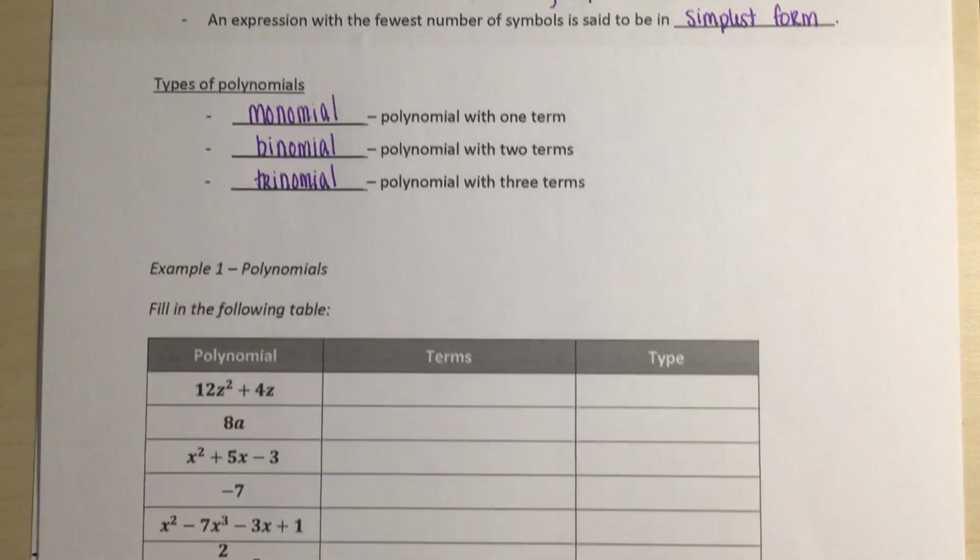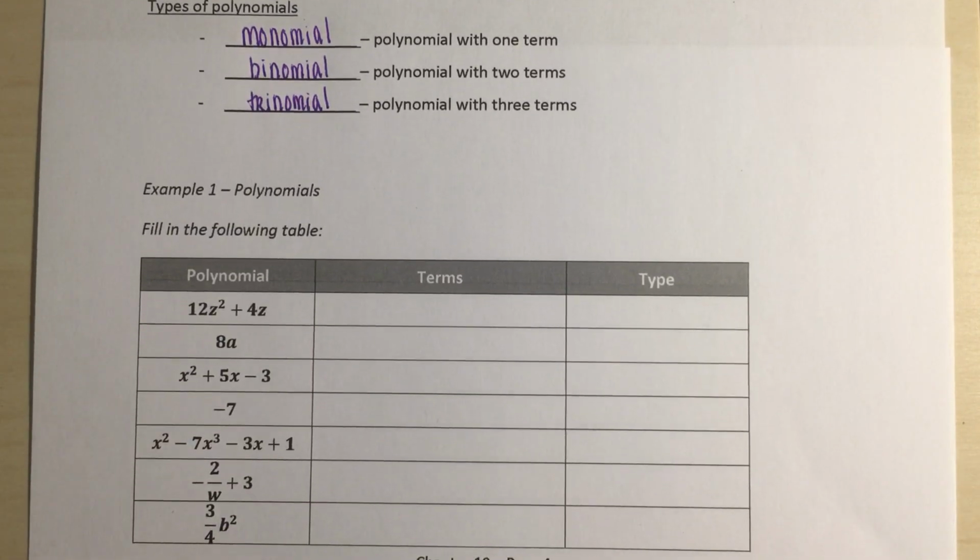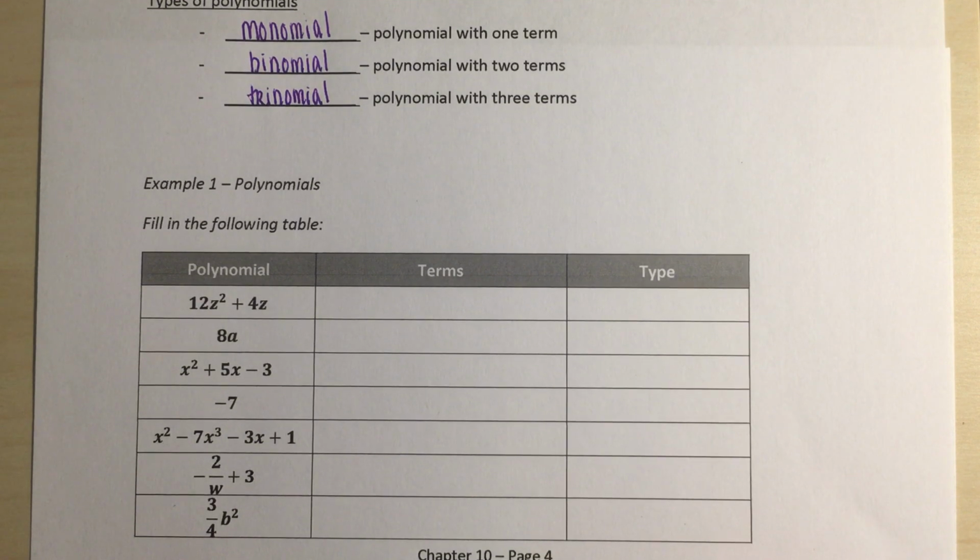So in this first example down at the bottom of the page, we're going to practice using some of these terms and definitions. We're going to fill in this table. We're going to list all of our terms separately, and then we're also going to identify the type of the polynomial that we have. So our first polynomial is 12z squared plus 4z.